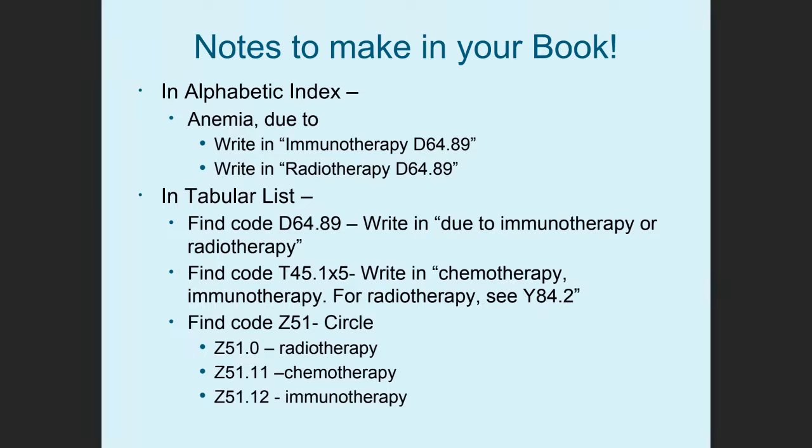You can also go to Z51, because that can be kind of confusing. And it's in there, but you have to kind of read it, so just kind of circle it so it jumps out at you when you look at it. Z51.0 is radiotherapy. Z51.11 is chemotherapy. Z51.12 is immunotherapy.